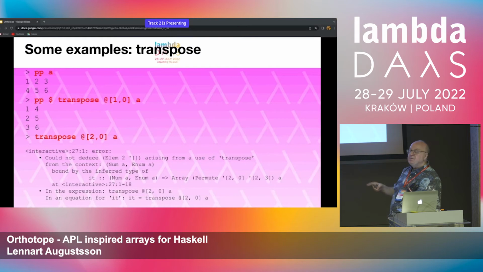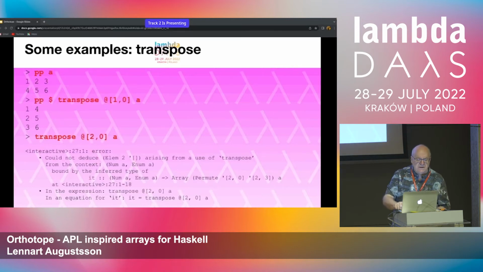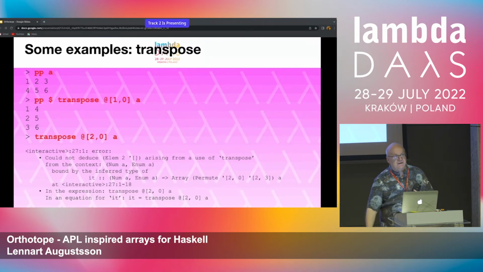And if I try to transpose here, say 2, 0, you get some incomprehensible error message, which is typical for this kind of type-level programming. I guess I didn't show the type of transpose. Anyway, the type of transpose, if you look at that, it says that that first argument actually has to be a permutation of the numbers of the axes. So it checks that you're not doing anything too weird.